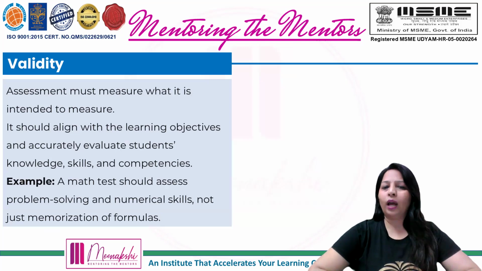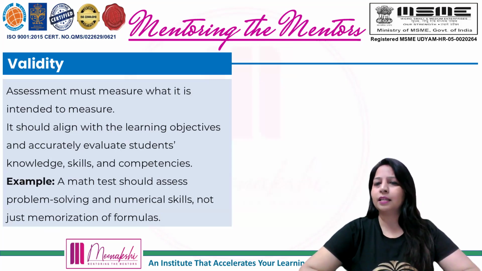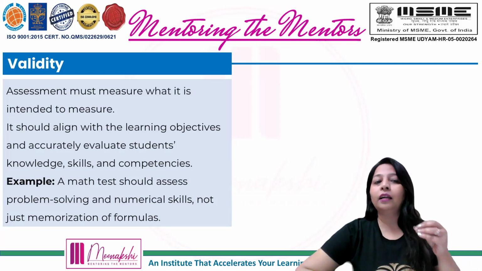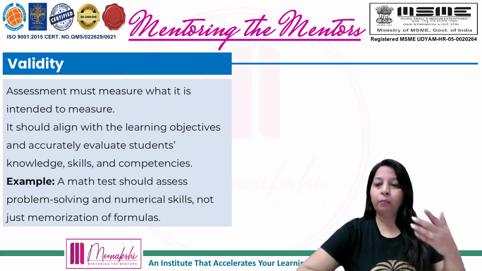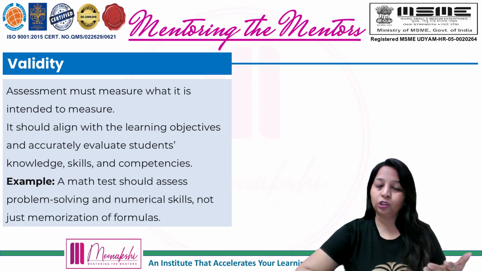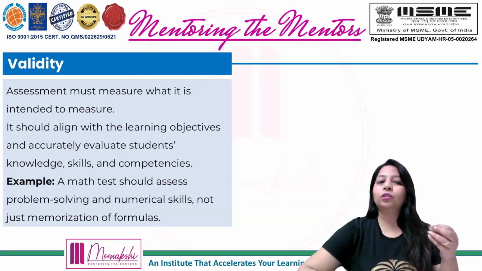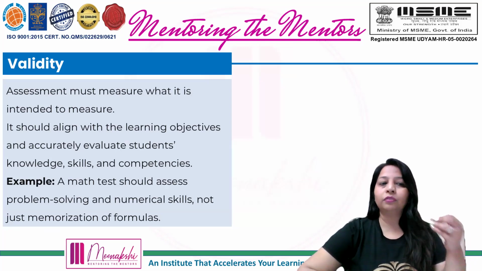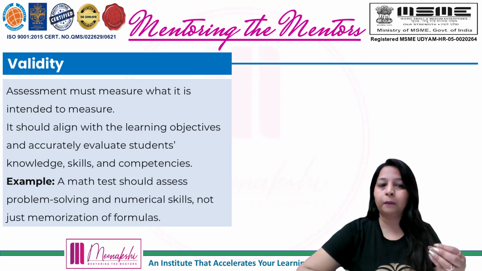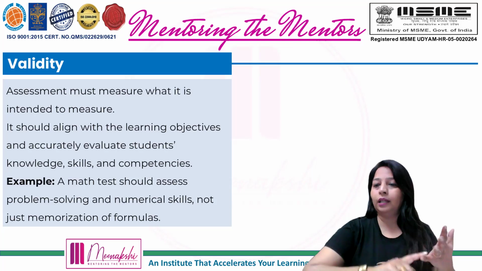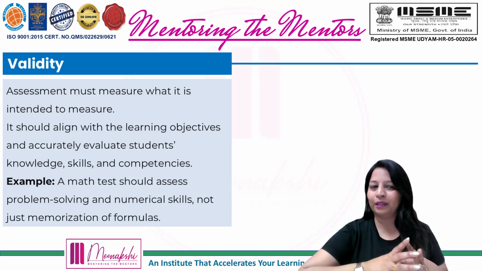What do you mean by validity? How do you get to know whether the assessment is valid or not? Right? It means the learning outcome that you are about to measure, whether you are able to measure through this assessment that you are going to plan or not. It should align with the learning objectives, the learning outcome, and the accuracy, right, by which we will be able to evaluate students' knowledge, skill, and attitude, which is called competency.